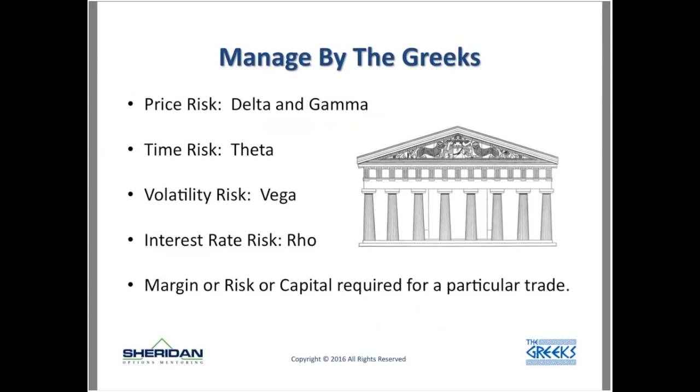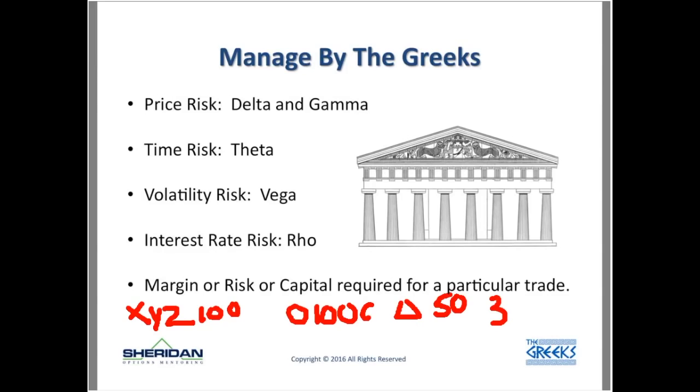If we have an example, XYZ is at $100, and you have the at-the-money October 100 call, which should have a delta of around 50, and let's say the price is $3. Gamma is telling you how much that delta will change to if we go up $1.